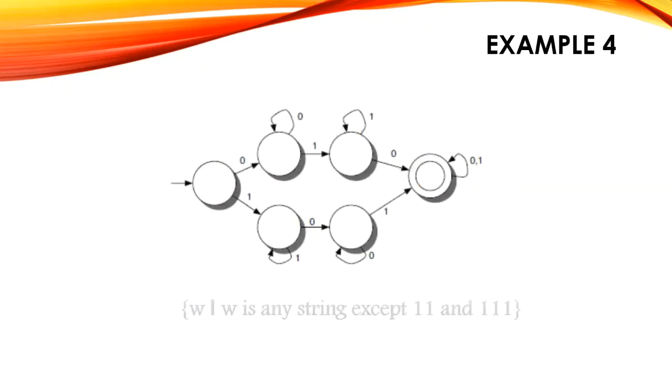Example 4. We have 5 non-final states and 1 final state. So what will be the pattern? As you can see here, we have 0, 0, 0 for this path. And then it will go to the next state if we encounter 1. And then loop on 1. Then if we encounter 0 after 1, it will go to the final state and then loop.